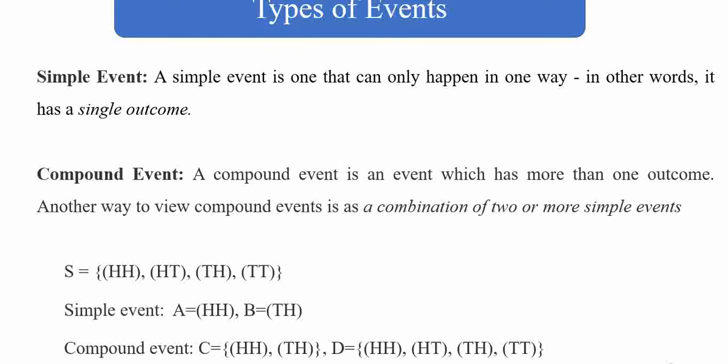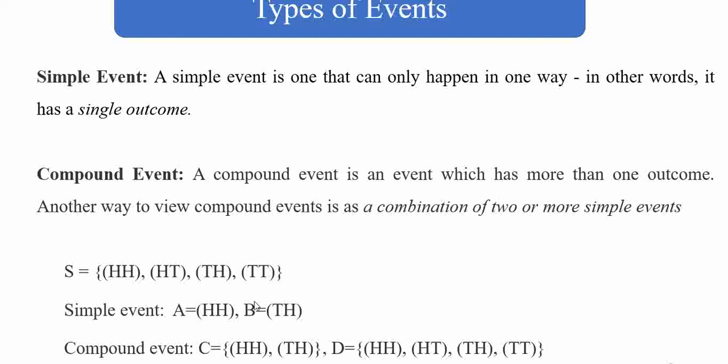So let's have an experiment now. Suppose we toss two coins, then this is the sample space S: we can get head on the first coin and head on the second, head on the first coin and tail on the second coin, tail on the first coin and head on the second coin, and tail on each coin.